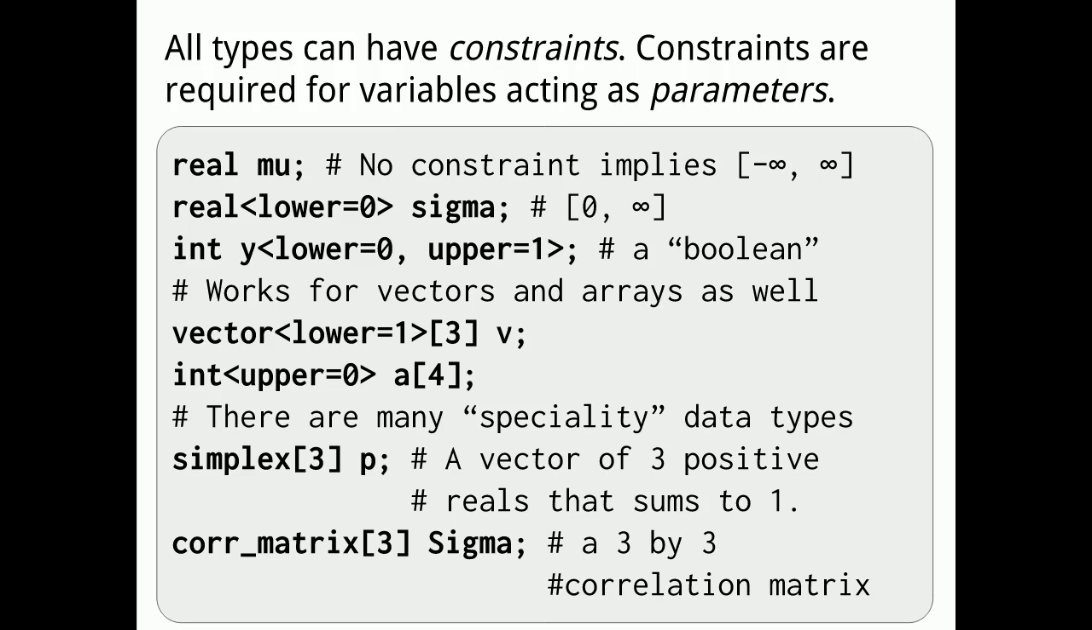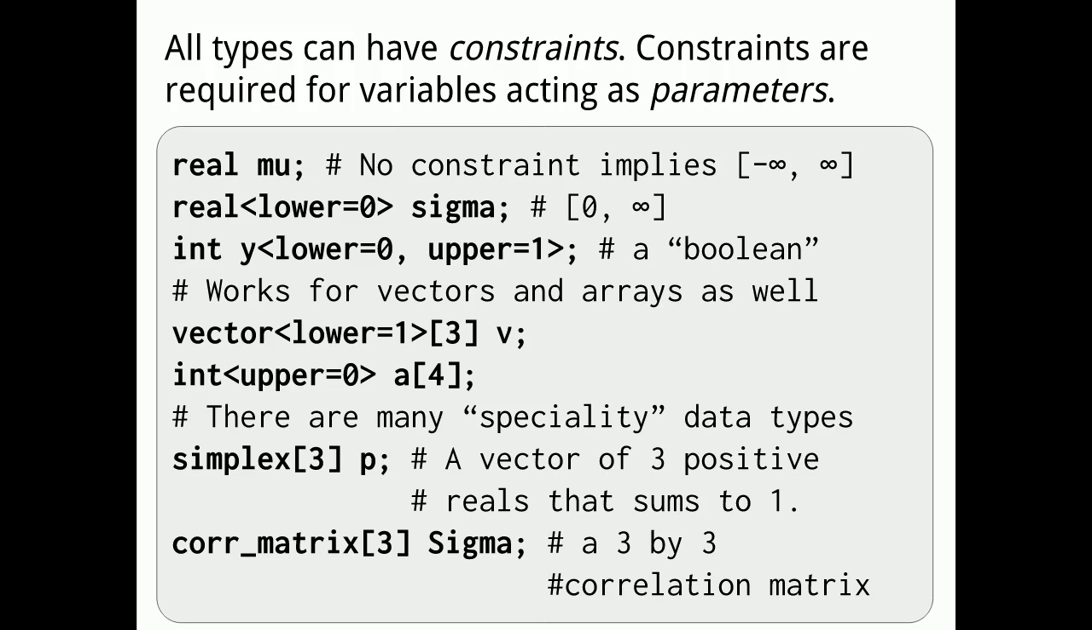All types can have added constraints, and constraints are required for variables acting as parameters. For example, if we have a proportion parameter p, we wouldn't want that to ever be outside the range of 0 to 1. And constraints are how we tell Stan things like this. So if you give a parameter no constraints, that's the same as saying it could be anything from -infinity to +infinity. A standard deviation parameter sigma, we might want to give a lower bound at 0, and so on. There are some speciality types with special constraints, like the simplex vector, which constrains all its elements to be positive and to sum to 1.